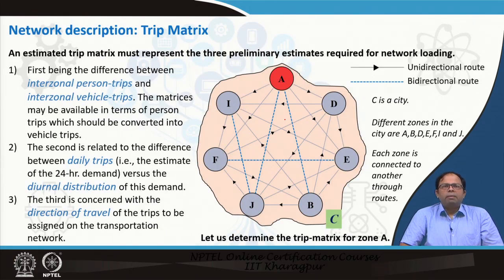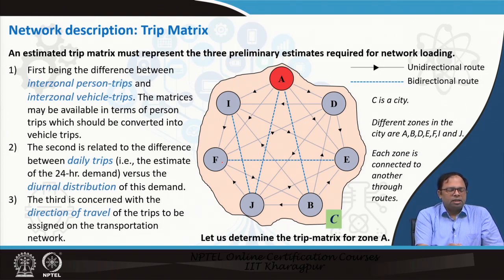So this is the image of a city. This is the network for a city. C is the city. We have different zones A, B, C, D, E, F, and so on, and each zone is connected to another through routes. You can see these are all directed routes, and we have also used dotted lines for bidirectional routes, meaning flow is in both directions. When we use an arrow, that means flow is only in a single direction. This is another way we can look into this, and the other things we have already described.